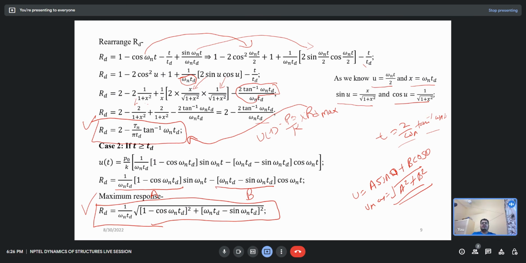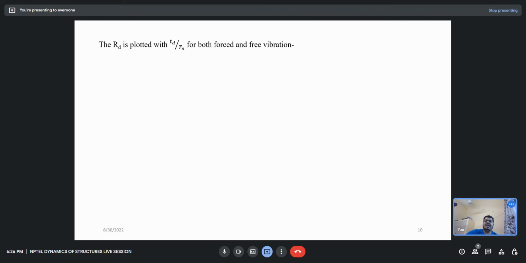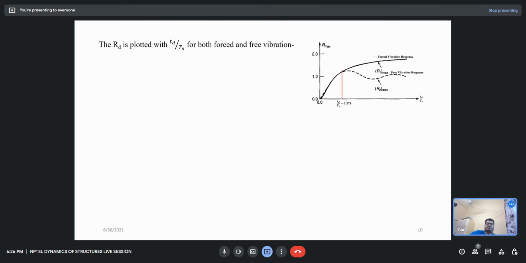But why should I find out both values? If I know initially that up to this TD by Tn my response would be the free vibration or the forced vibration, I will calculate directly only that response. So I have plotted RD against TD by Tn for both the cases, forced vibration and free vibration. From this plot of the response RD, I found that up to TD by Tn equal to 0.371, my response is given by the free vibration response.